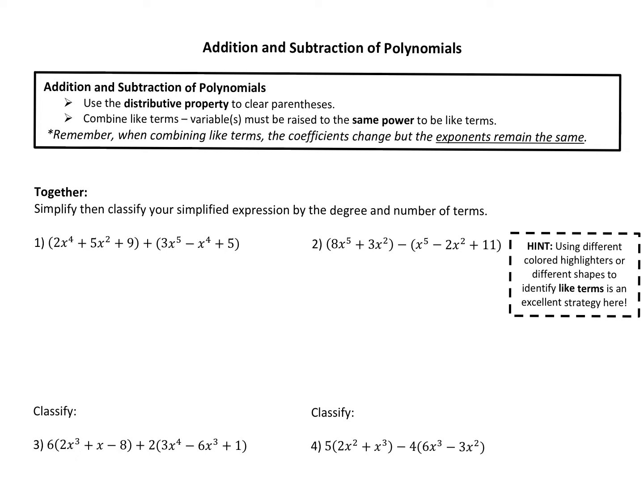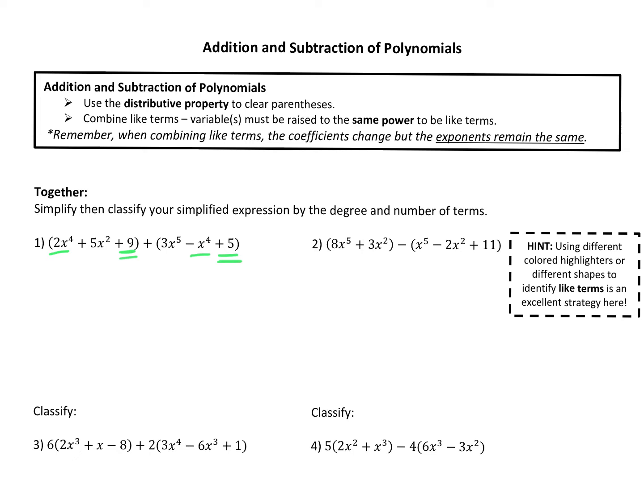You may use different strategies to mark your like terms. Some students circle or make boxes or triangles around like terms. Some people highlight in different colors. And if I'm writing in a pencil, I typically look for like terms and I use the same underline for them. So 2x to the 4th and negative x to the 4th are like terms because they both have x to the 4th power. I also notice that I have 2 constants, which are also like terms. My 5x squared and my 3x to the 5th don't have any like terms with them, so those will still remain in my final answer.